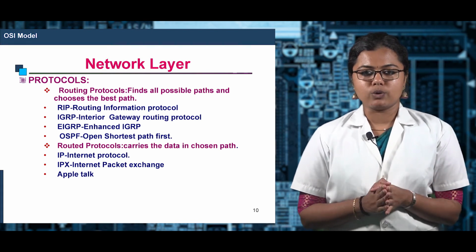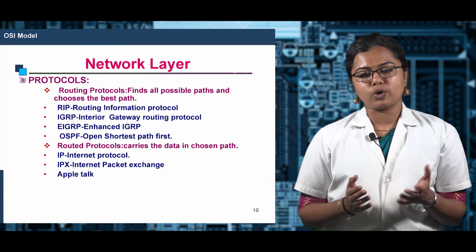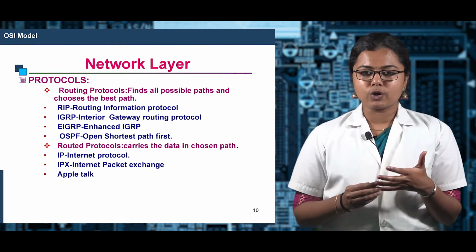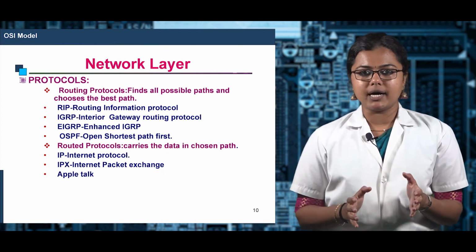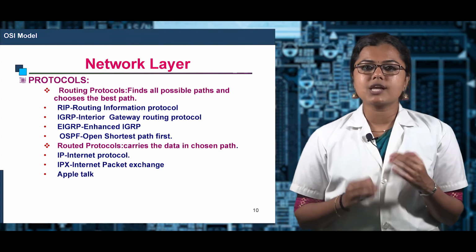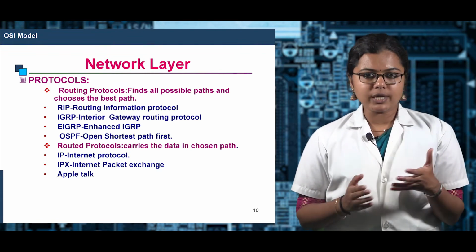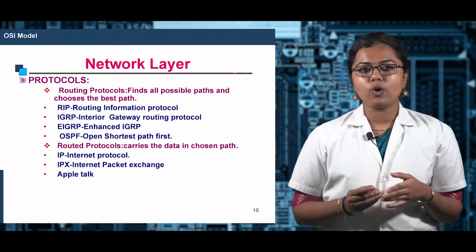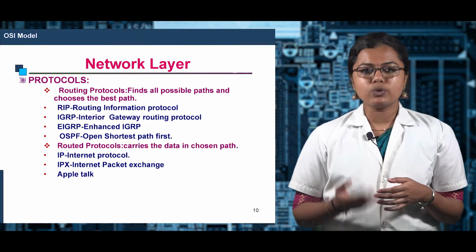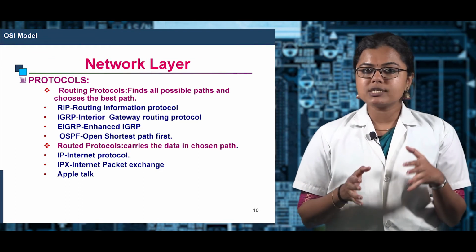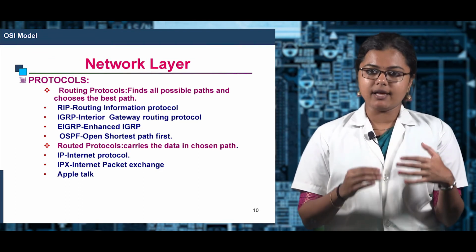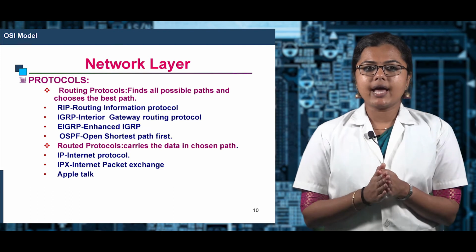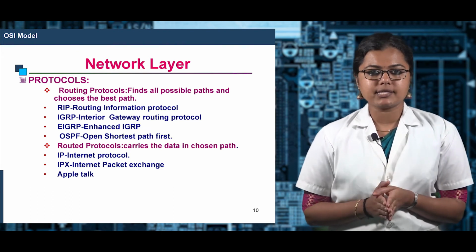There are two types of protocols, routing protocols and routed protocols. Routing protocols find all the possible paths and choose the best path. Examples of routing protocols are RIP, IGRP, EIGRP and OSPF. Routed protocols are the protocols which carry the data in a particular chosen path, and for that we have IP, IPX and AppleTalk.